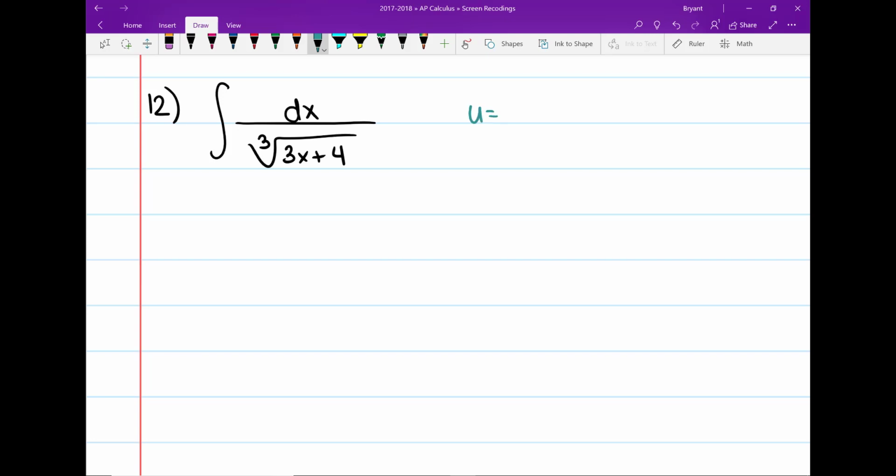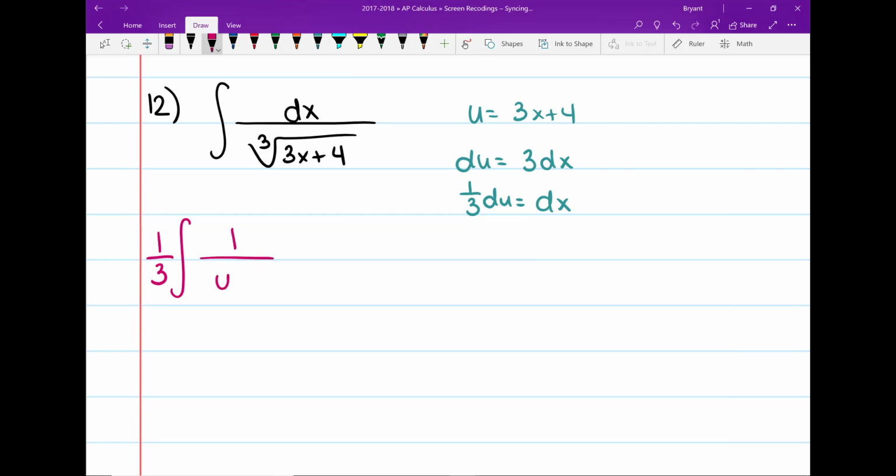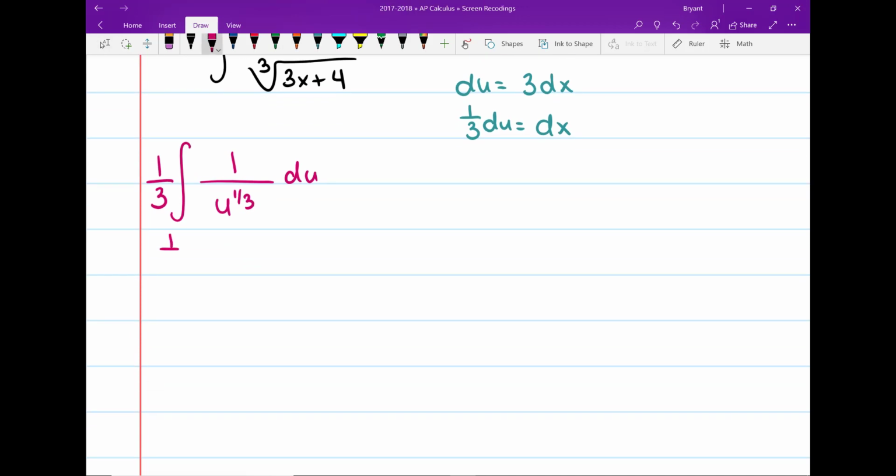So here I'm going to let u equal 3x plus 4. So du is going to be equal to 3 dx. So 1/3 du is equal to dx. So this becomes the integral of 1/3 times 1 over u to the 1/3 du. So this is 1/3 the integral of u to the negative 1/3 du.